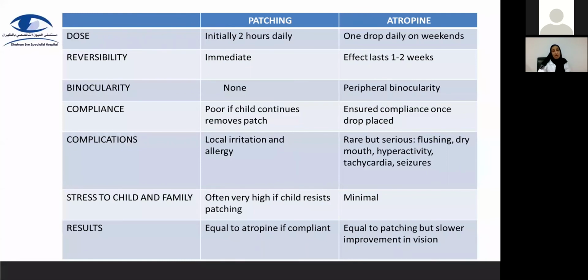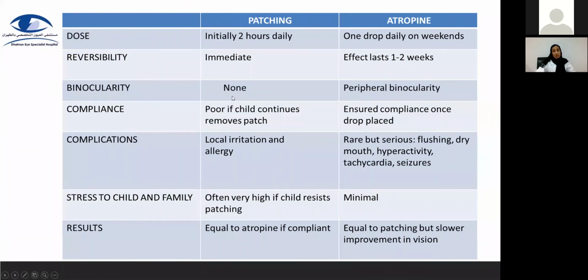I would give 2 hours one time, then break the patching, and give them 2 hours at a later time, for example, morning, afternoon, and then at night, for the maximum time to be 6 hours, if I want the dose to be 6 hours. If it is 4 hours, I would break it into 2 and 2. Now, with patching, the effect is immediate, yet with atropine, it would take time.